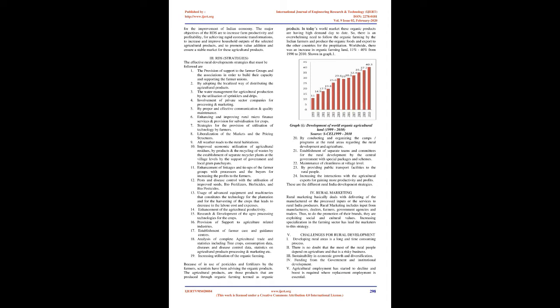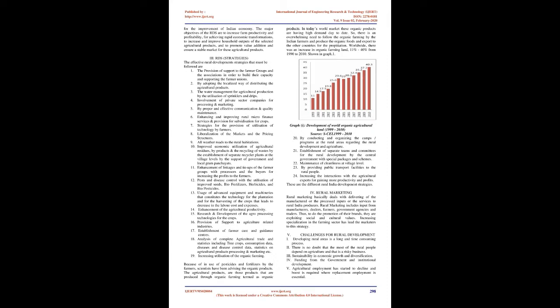The effective rural development strategies that must be followed are: 1. The provision of support to the farmer groups and the associations in order to build their capacity and supporting the farmer unions. 2. By adopting the localized way of distributing the agricultural products. 3. The water management for agricultural production by the utilization of sprinklers and drips. 4. Involvement of private sector companies for processing and marketing. 5. By proper and effective communication and quality maintenance.